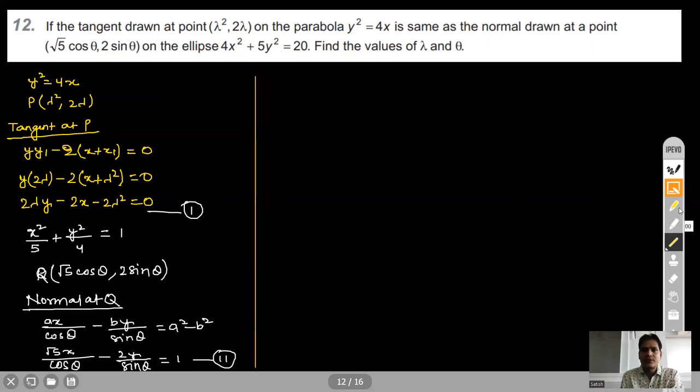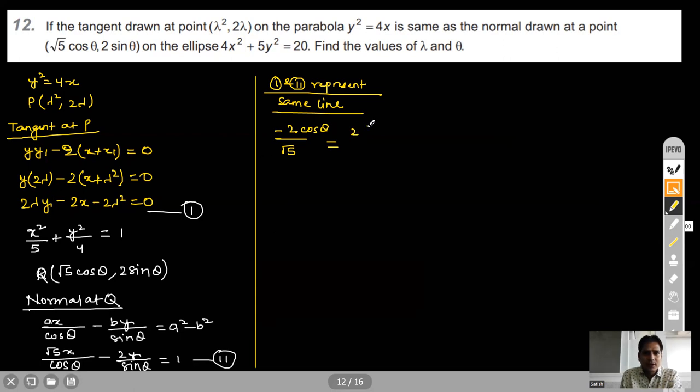Now, as per the given condition, equation 1 and equation 2 represent the same line. This is what is given in the question. So we can say that minus 2, the coefficient of x here, upon the coefficient of x here, root 5 into cos theta, must be equal to the coefficient of y here, 2 lambda upon the coefficient of y here, minus 2 upon sin theta. And this must be equal to the constant term, so I'm writing it as 2 lambda square upon 1.